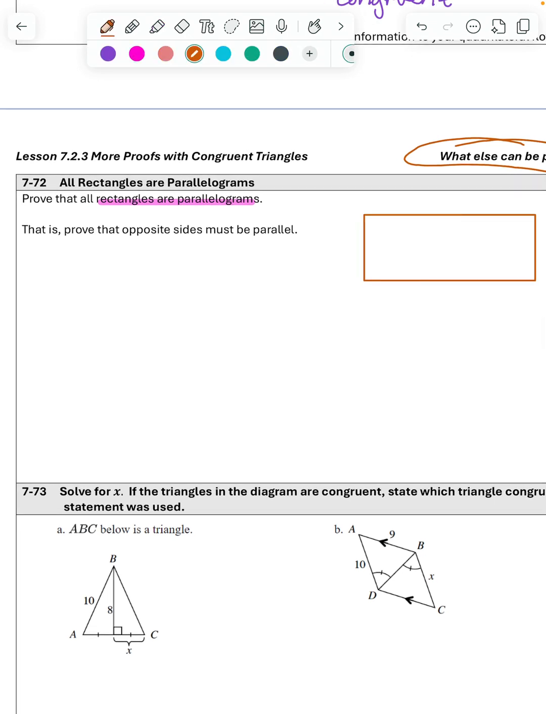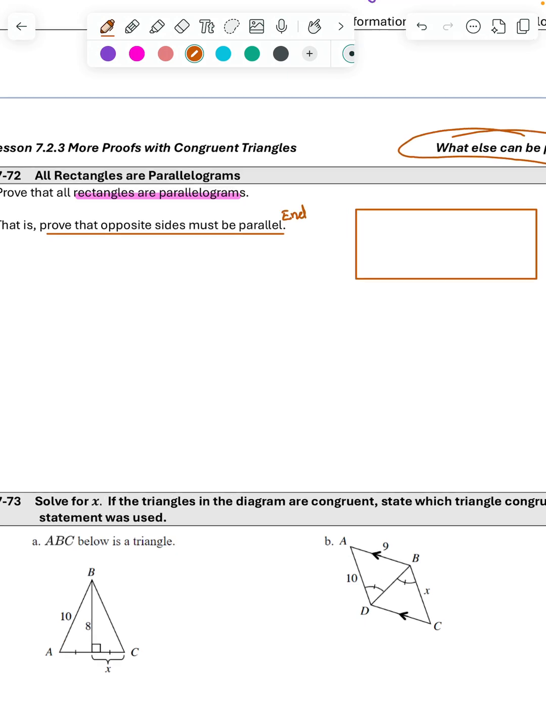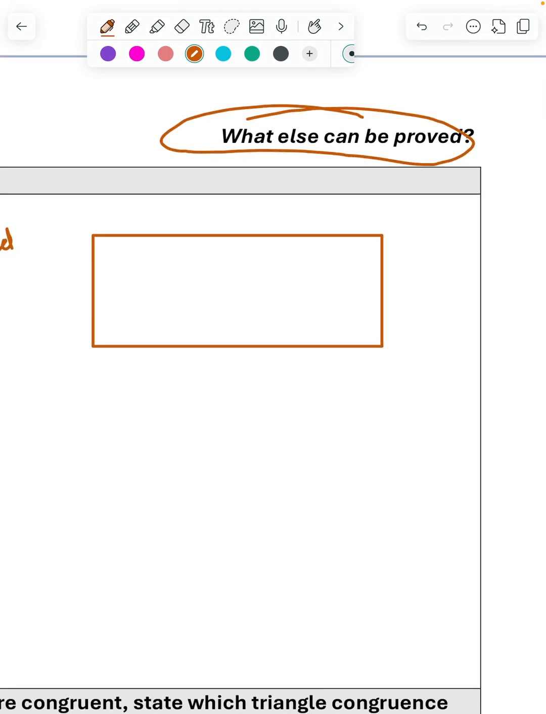So it's giving us a little hint here. It's telling us to prove that opposite sides must be parallel. So that's kind of what our end goal is. So let's start with a rectangle. We've talked about a couple of things with rectangles. We know that opposite sides are congruent, so we can go ahead and mark that up. We know that with diagonals, those have a shared side. Diagonals are congruent.